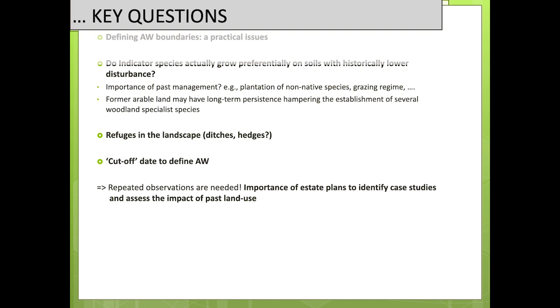Repeated observations are needed. Again, I cannot say it enough, the importance of estate maps to identify case studies, assessing the impact of past land use, assessing the ability of woodland plant species to colonize new woods, how fast they can, what species can easily establish, or what species cannot establish easily. I think estate maps are really good for that type of ecological study in general. And I think that's it.